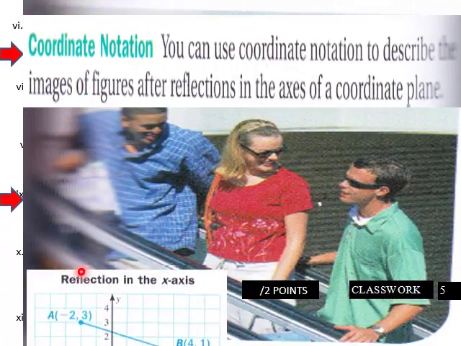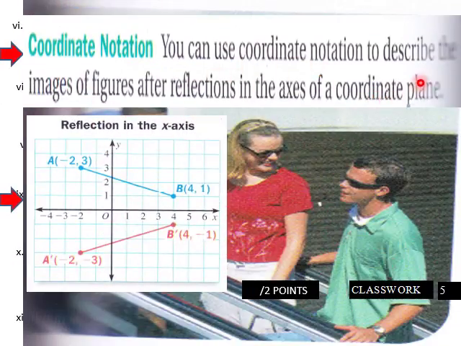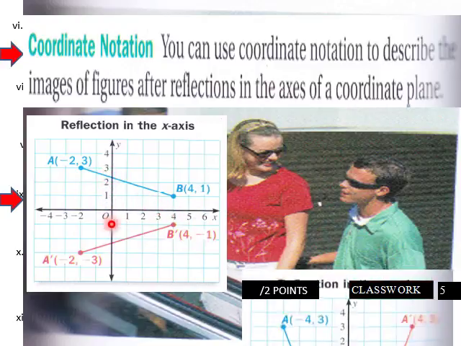Okay, coordinate notation. You can use coordinate notation to describe the images of figures after reflections in the axes of a coordinate plane. So this would be 4, -1, 4, 1, and so on. This would be an example of a reflection. It's x equals 4, y equals -1. Up here, it's 1. And then up here, it's flipped over. This image is flipped over the x-axis. So that's why it's a reflection.